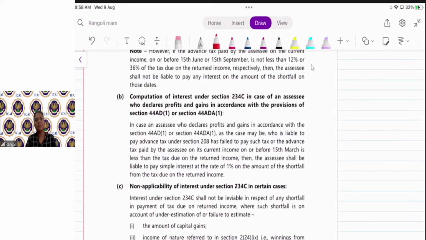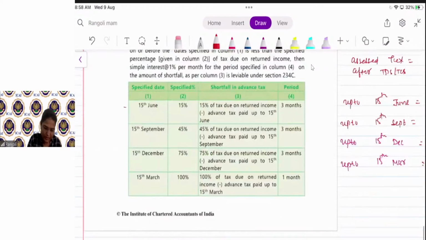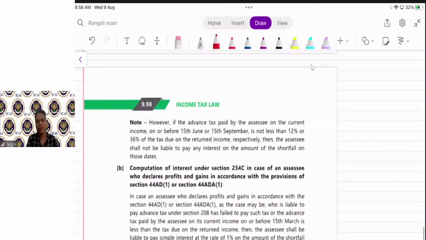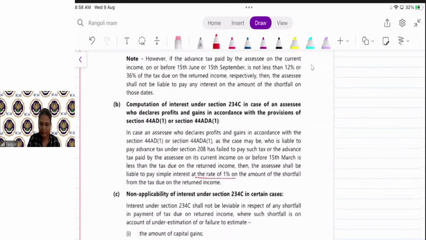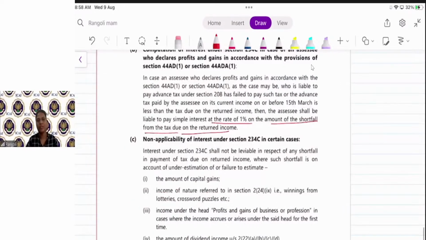Now, say for example, if you are opting for presumptive taxation, then no need to pay for the first 3 quarters, as we have already discussed. So no interest is leviable for the first 3 quarters. But if there is a shortfall in the fourth quarter, then you need to pay 1% interest for 1 month on the shortfall. Clear?